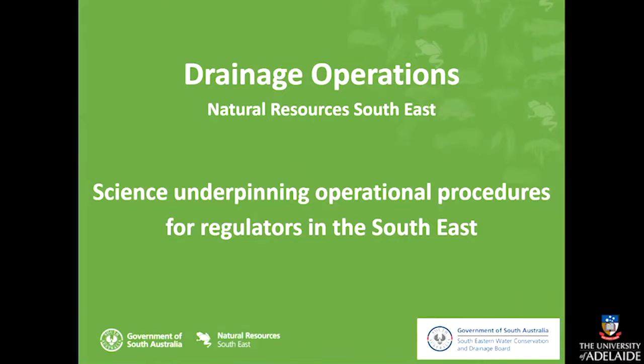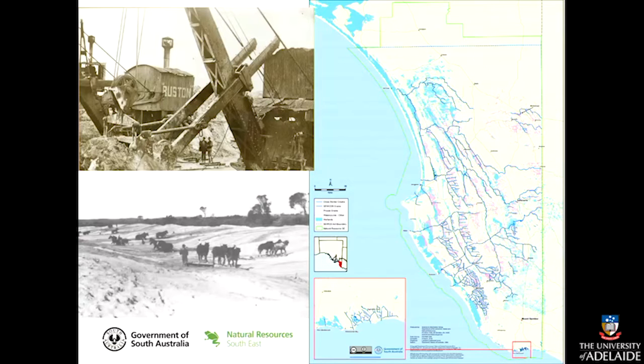And today I'm going to use the example of Magarey Lane regulator, which is in Drain M, for those of you that know the network. So a bit of background on the drainage network. We've got a map here, so you can see that the South East Drainage Network has developed into a huge system that covers most of the South East. So the South East Water Conservation and Drainage Board is responsible for managing all of these drains, and there's over 2,500 kilometres of drains, and then there's connected water courses and wetlands that need to be managed as well.